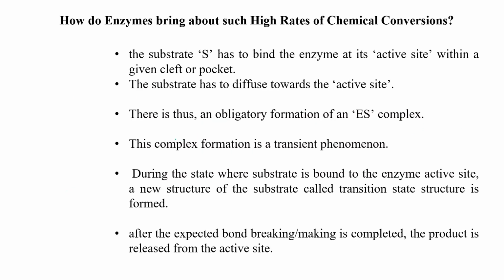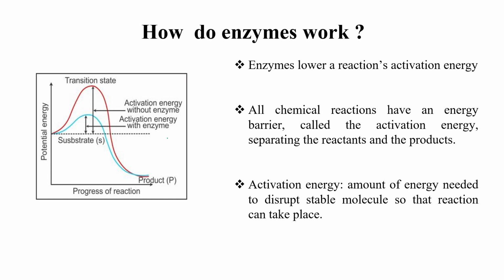Okay, now how do enzymes bring about such a high rate of chemical conversion? Normally, as you can see in this particular slide, enzymes actually lower the reaction's activation energy. As you can see, this is a graph. On the x-axis, progress of reaction is there. This is the x-axis, right? And this is your y-axis. On the y-axis, what is there? Potential energy, right?